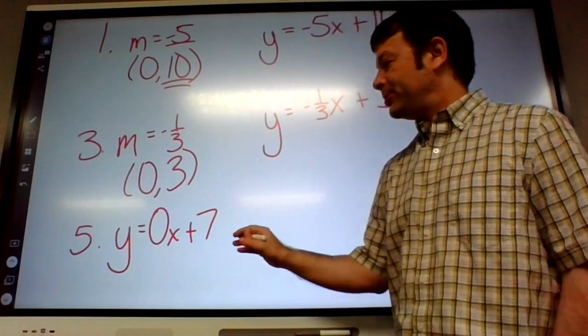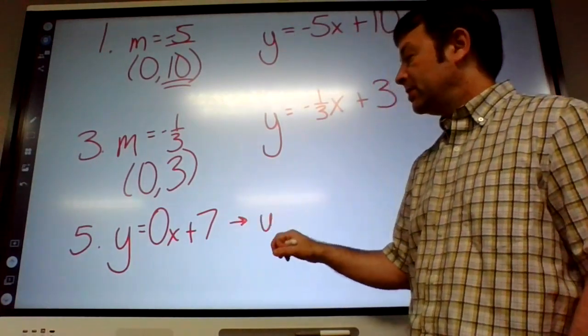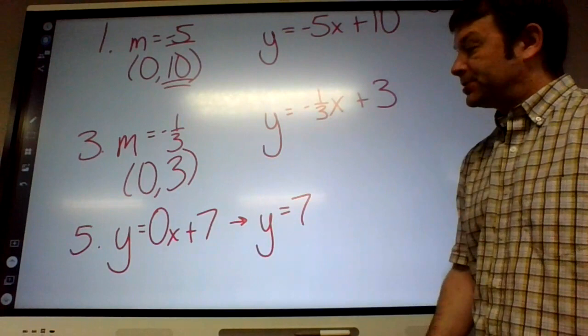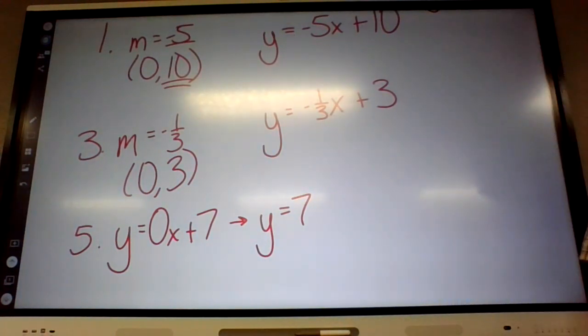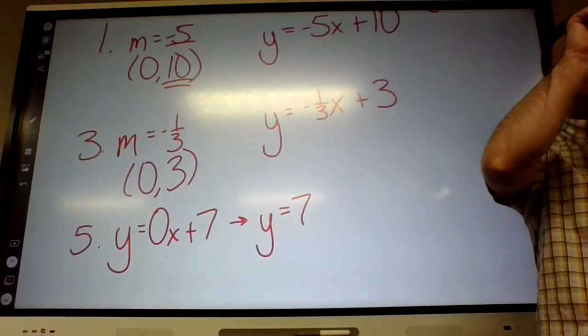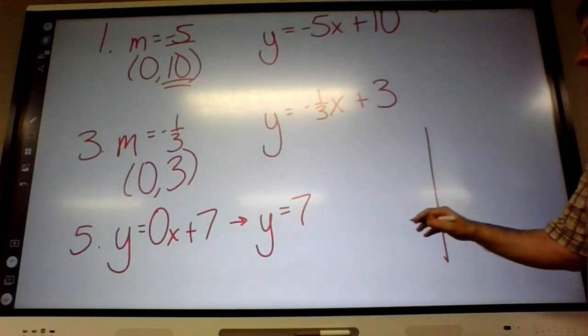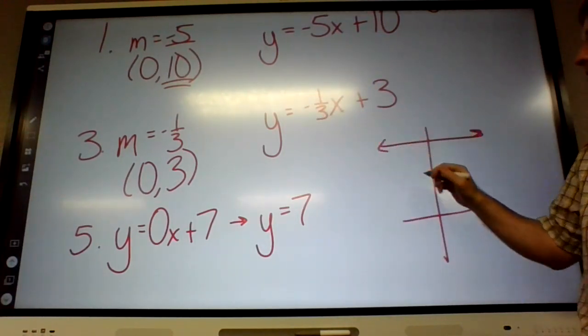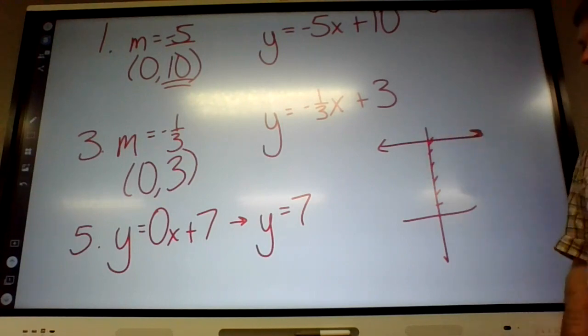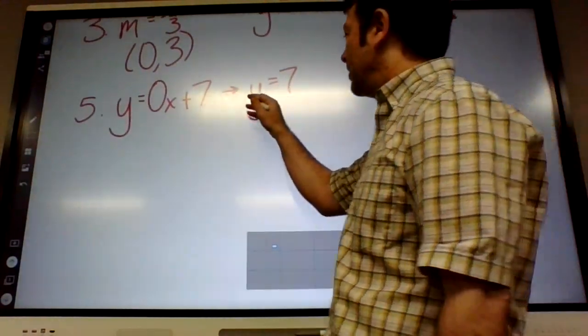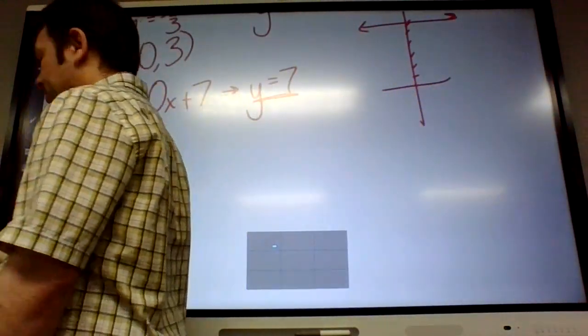Can we write that simpler though? Y equals 7. Yeah, that's the same thing as y equals 7. The 0x doesn't really do anything. So it's a 0 slope. What's that look like on the graph? Horizontal line through y equals 7. Looks something like this. Anyway, y equals 7 is the simpler version.